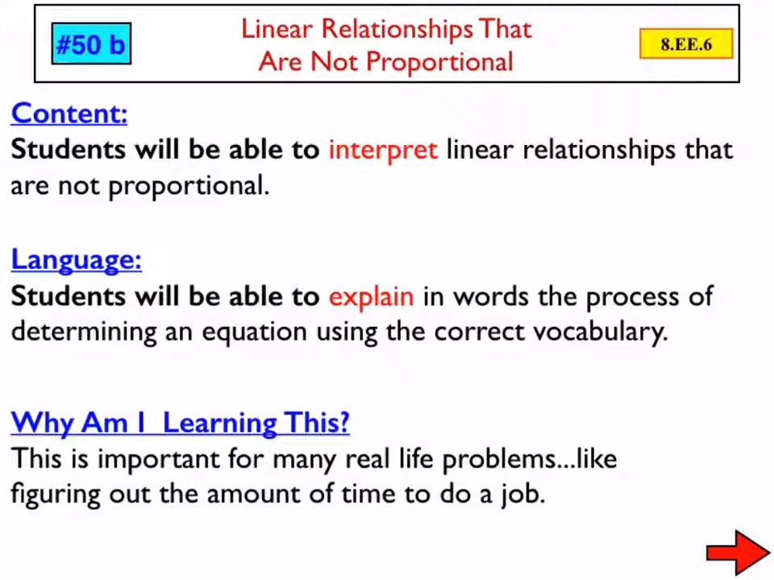Today, lesson 50B, linear relationships. That's been our focus so far, is on proportional relationships. And a proportional relationship, of course, leads to a linear graph. Well, we also have linear graphs, or in this case, linear relationships, that aren't proportional.